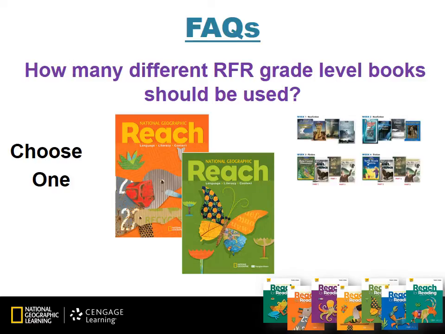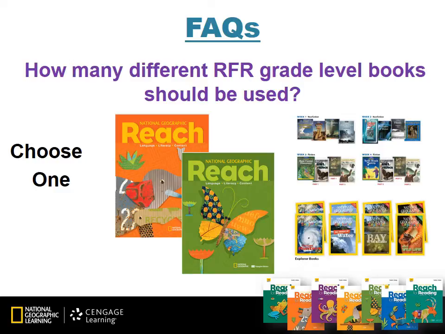Reach for Reading offers a leveled library with a wealth of fiction and nonfiction books at every grade level K through 6, so students are always reading a good fit book as they learn skills and strategies during small group reading time. National Geographic exclusive magazines are also part of the guided reading instruction in grades 3 through 6.